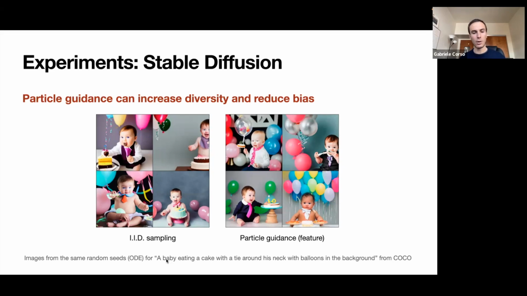Another observation that we can see in general, and this is a prompt from Coco. This is actually the first prompt that one of our reviewers asked us to do. This is a baby eating a cake with a tie around his neck and so on. With I.I.D sampling, you get babies that all have the same type of hair, the same skin color, et cetera. So not a lot of diversity, even though there is some general diversity in the setting. While when we add particle guidance in feature space, we can see that we obtain a definitely more diverse set of, for example, hair color, skin color, et cetera. One could even think about adding this particle guidance potential across different features that one is interested in, increasing the diversity of, let's say, ethnicity or so on, and this would give that effect.